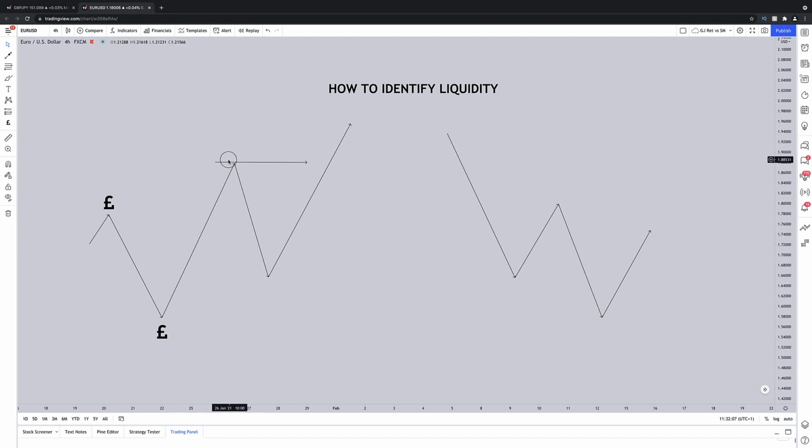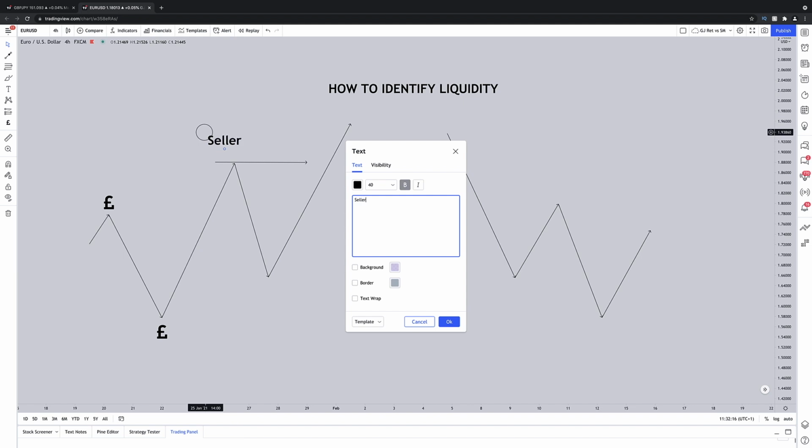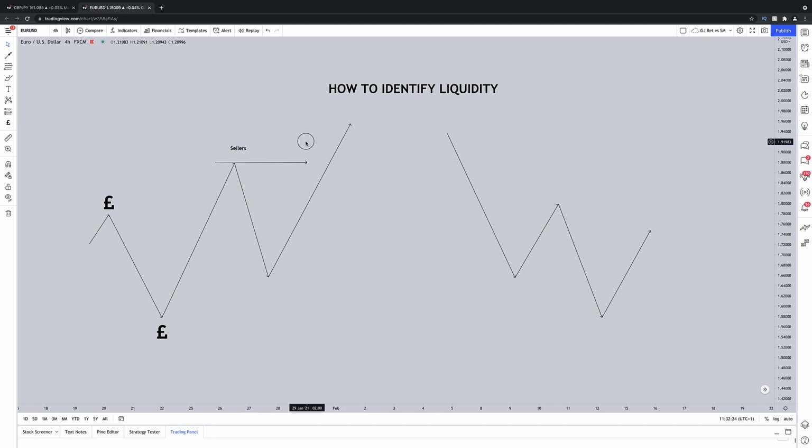So first of all, you're going to have people looking to sell. They're going to put their stop losses up here. So we're just going to put people looking to sell. Sellers. I'm just going to put sellers over here. Let's quickly adjust this real quick. Let's make it a 16. There we go. So there's going to be sellers' stop losses up here.